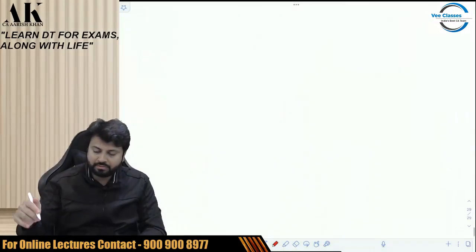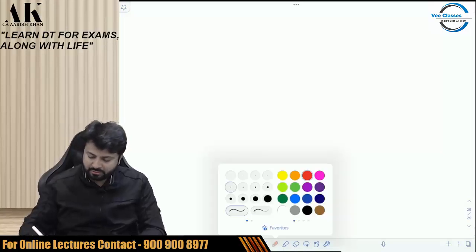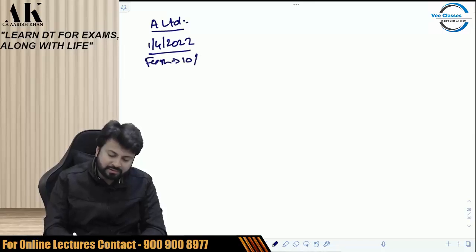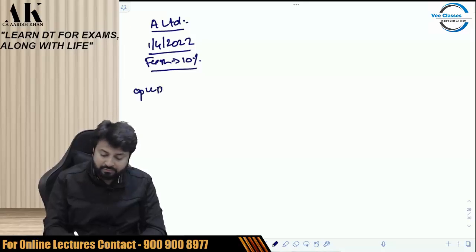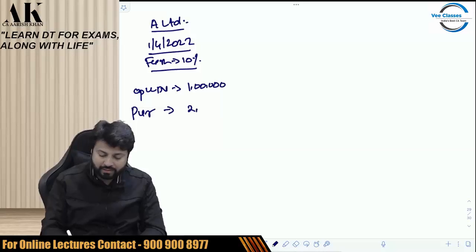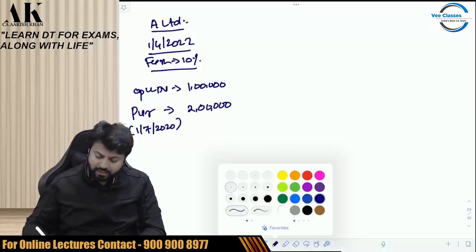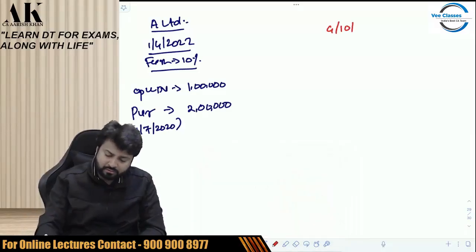I'll give you one example on the board to explain in a better manner. Pay attention on the board, please. Suppose there is a company A Limited, and today is 1st April 2022, and this company has furniture at 10%, and the opening WDV of the furniture is say 1 lakh rupees. They have also purchased furniture of 2 lakh rupees and put to use from 1/7/2020. Now after a few months, say on 4th October 2022, it got merged with B Limited.